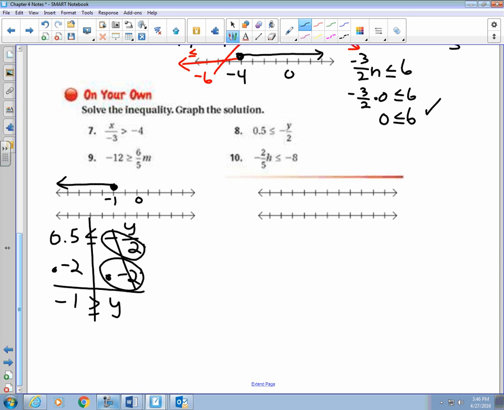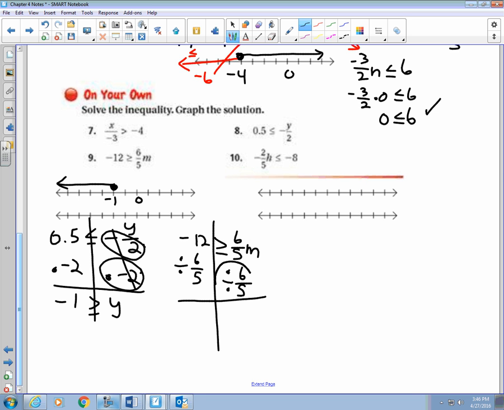For number 9, -12 greater than or equal to 6/5 m. All right, again, this is a situation where I split this in half, and I look at this and I say, okay, 6/5 is being multiplied by m, so I'm going to want to undo that with division. So I'm going to divide both sides by 6/5.